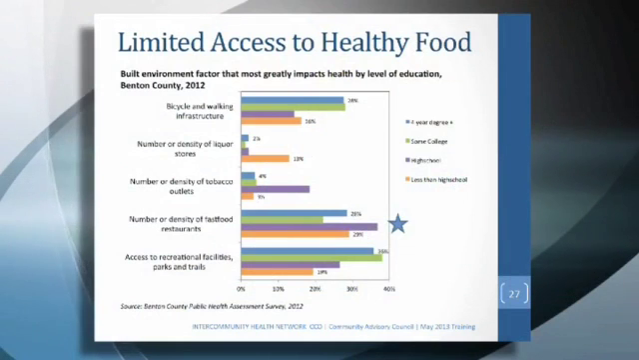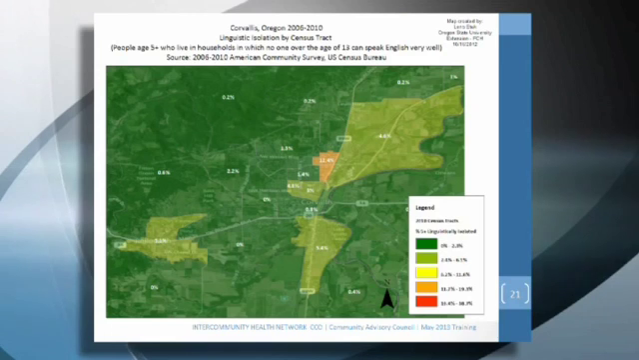The options were bicycle and walking infrastructure, such as bike paths, sidewalks and bike lanes, the number or density of liquor stores, the number or density of tobacco outlets, the number or density of fast food restaurants, and access to recreational facilities such as parks and trails. Those who have less than a high school degree or a high school degree said fast food. We did the same thing for education on the map, and the folks with a lower education are living in an area where there are predominantly fast food restaurants.